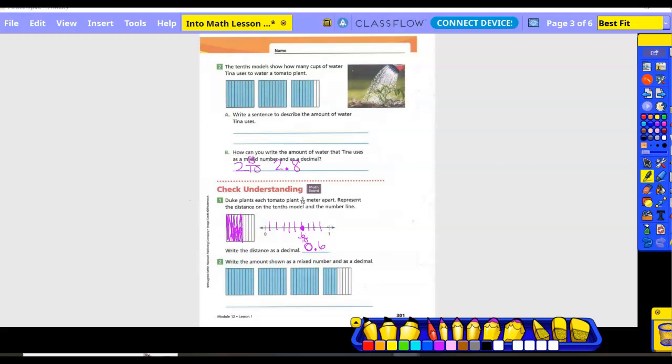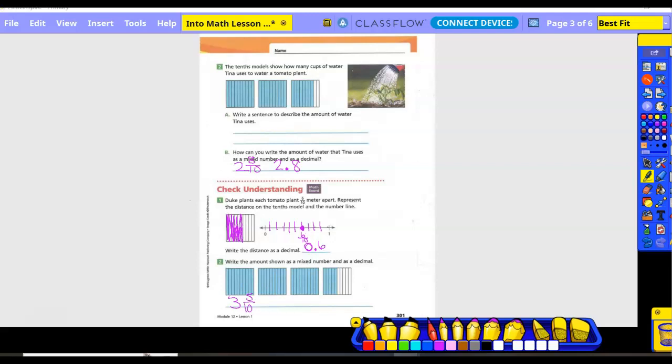Number 2, write the amount shown as a mixed number and as a decimal. So how many of these blocks do I have completely colored in? 3. So that is my whole number. Then that last block, or all of these blocks, are broken into how many pieces? 10. And how many of those 10 pieces are colored in? 5.